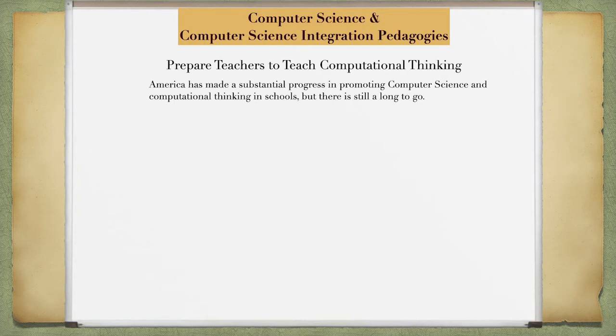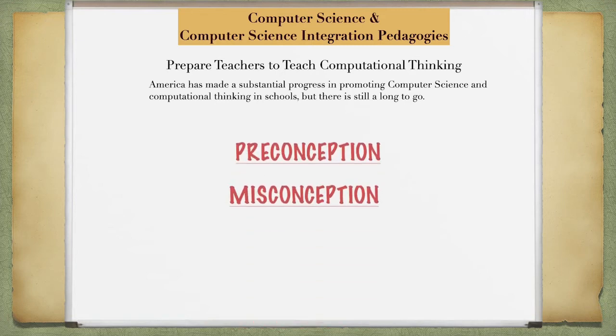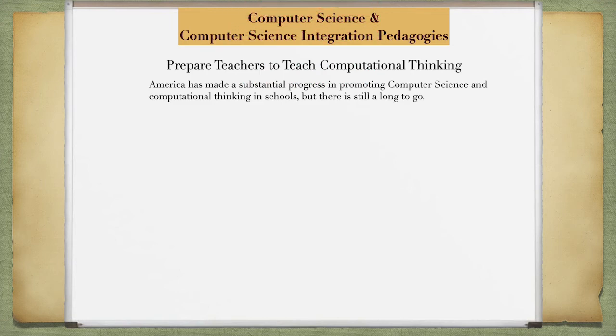As we can see, America has made substantial progress in promoting computer science and computational thinking in schools, but there is still a long way to go. Computer science and computational thinking are familiar terms in the computer science education community, but not quite in K-12 schools. Many teachers and administrators have preconceptions or even misconceptions about computer science and computational thinking.